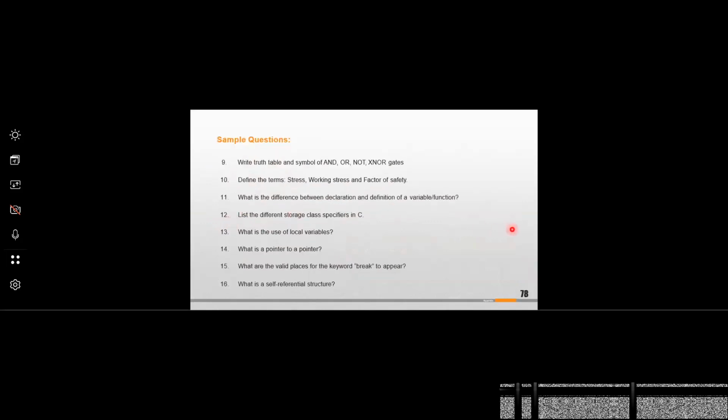See here we have 16 questions given related to all branches of engineering. List the different storage class specifiers in C. What is a pointer to a pointer? What are the valid places? See, these are all the sample questions for level 1.